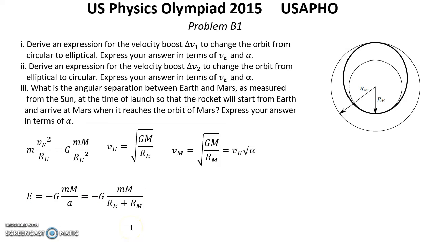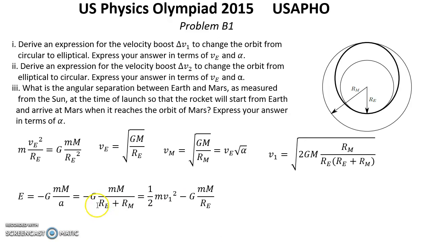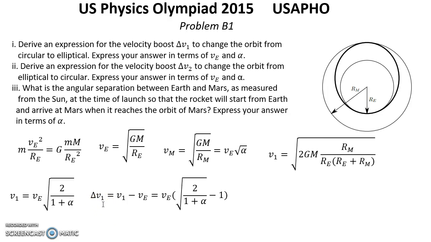That is from one hand, and from the other hand that's equal to kinetic energy in the closest point plus potential energy in the closest point. That will be this expression, and from this expression we can find immediately v1. So from this equation we can find that v1 equals this expression, or using v1 and alpha we can write delta v1 equals this expression, which is the answer for question 1.